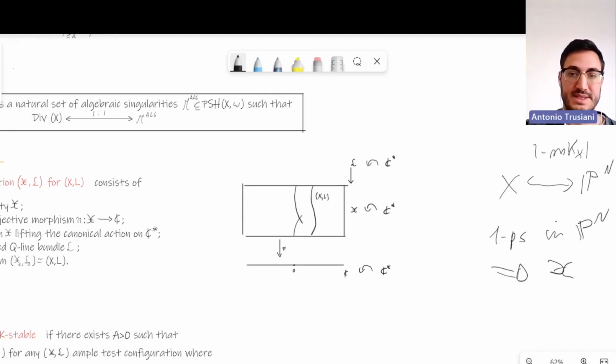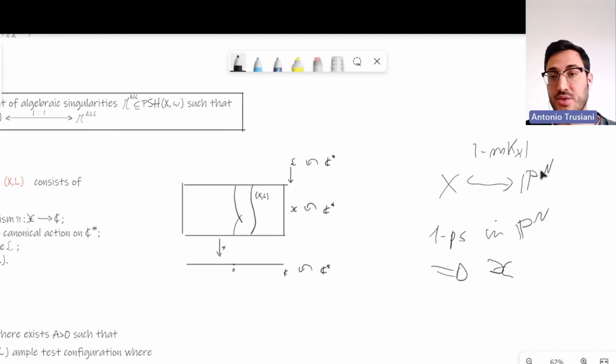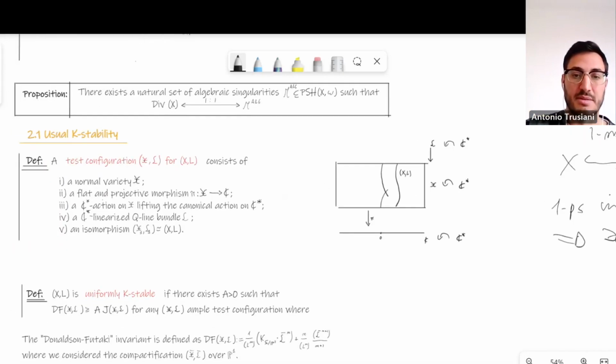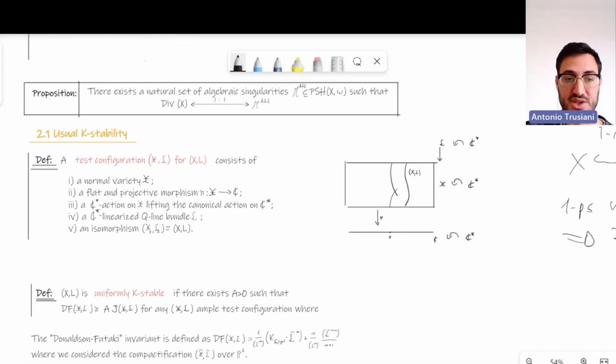But the problem here is that you can embed for any m. You have to consider test configurations for any embedding. So N can be very large. So you have a huge set of one parameter groups to test. And the Donaldson-Futaki invariant can be thought of as a kind of Hilbert-Mumford weight with respect to this one parameter subgroup. It's kind of a degeneration. But there is a nice interpretation in terms of intersection theory.